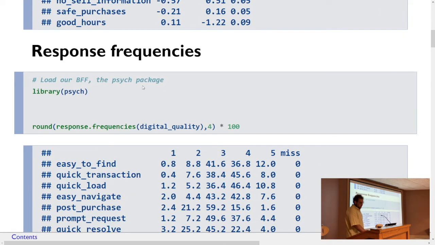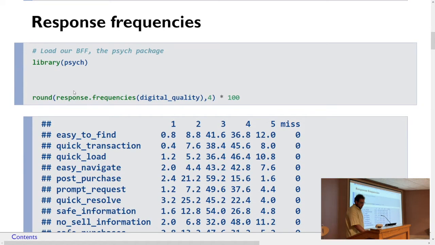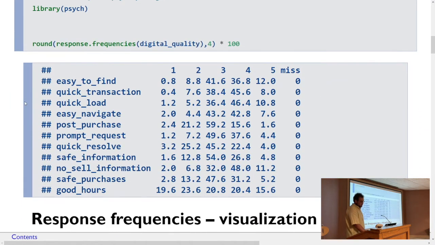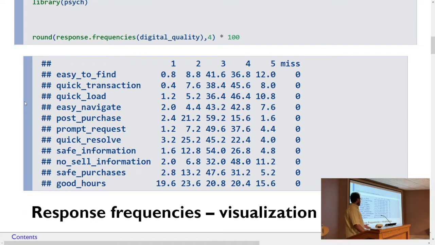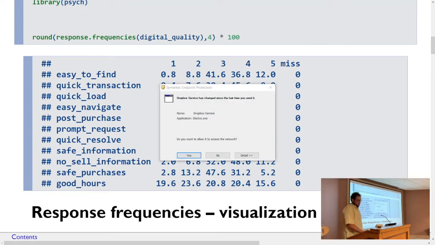One that's a little more helpful is with our psych package again. We can use this response frequencies function. So this is actually going to give us discrete frequencies for each response. And then I just cleaned it up a little so it's easier to read. So here we can see, for each item, what percent of the respondents responded 1 or 5 or whatever for each of our items. So now we're starting to see a little story about how each item was responded to.